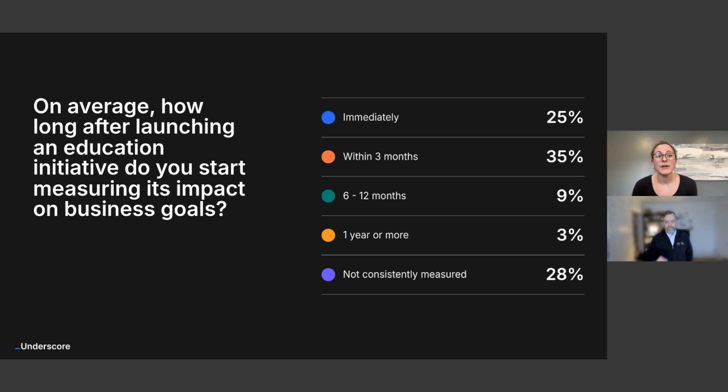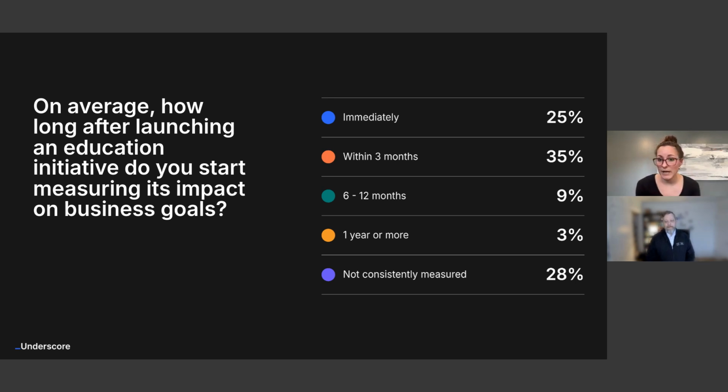So we asked people, how long after launching an education initiative do you start measuring its impact on business goals? 25% said immediately, which is awesome. Good for you. Sounds like you have some good data systems set up. 35% within 3 months. And then we start to see, 6 to 12 months, a year or more, are not consistently measured. And so this is just the at a glance.